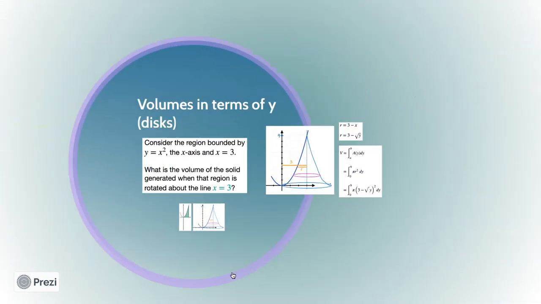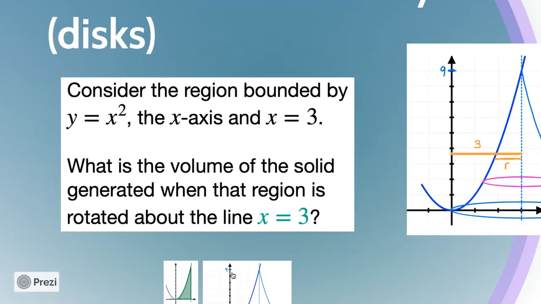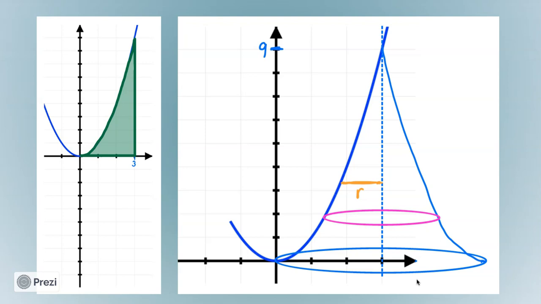More examples, and somehow we get to an easier example now. I thought, how about having the same region, but instead of rotating about the y-axis, what if we decide to rotate about the line x equals 3? So the region is exactly the same. It's defined by y equals x squared, the x-axis, and x equals 3. The only difference is we are now rotating about x equals 3. See what happens? The axis of rotation is x equals 3, so this region that we're integrating turns this way.